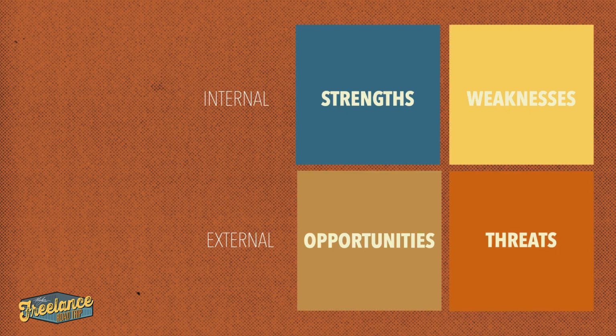So a SWOT analysis basically looks like this. Your strengths and weaknesses are internal. They're all about you. The opportunities and threats are external. As owners of creative businesses, we need to be aware of the internal as well as the external in order to make the right decisions.